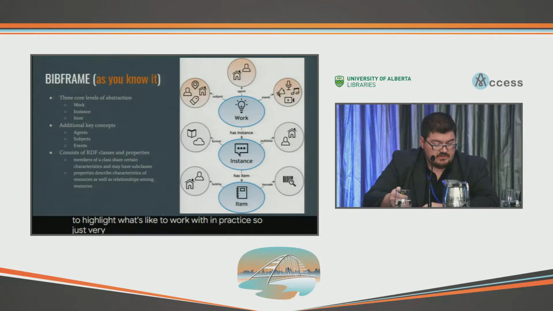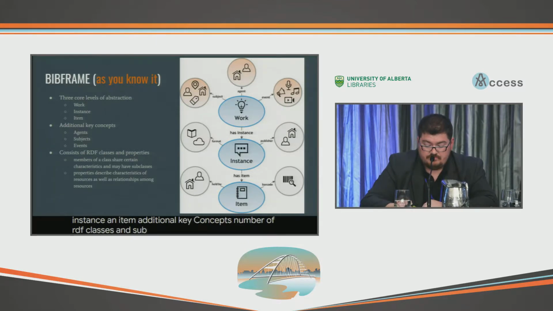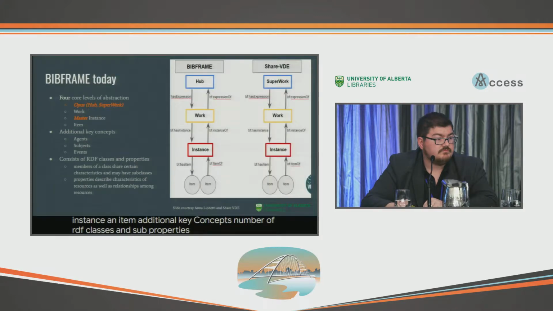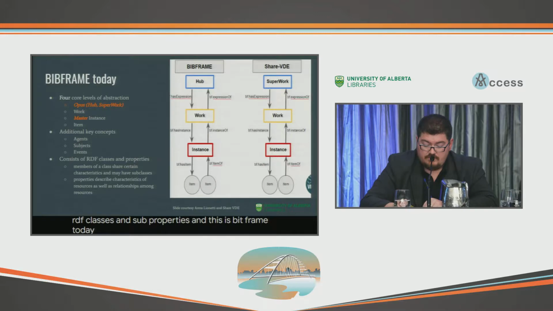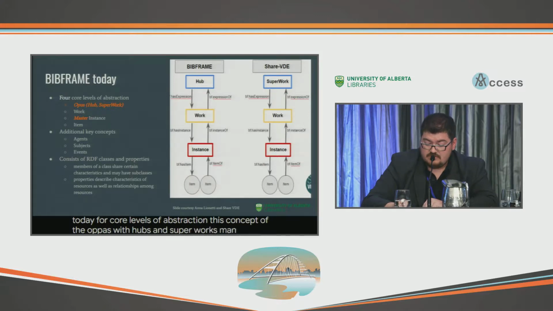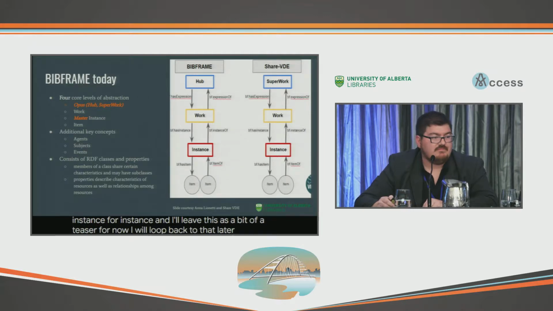So just very briefly, this is probably BIBFRAME as you know it. Three core levels of abstraction: work, instance, and item, additional key concepts, and a number of RDF classes and subproperties. And this is BIBFRAME today. Four core levels of abstraction: this concept of the opus with hubs and superworks, master instance, for instance. And I'll leave this as a bit of a teaser for now. I'll loop back to that later.